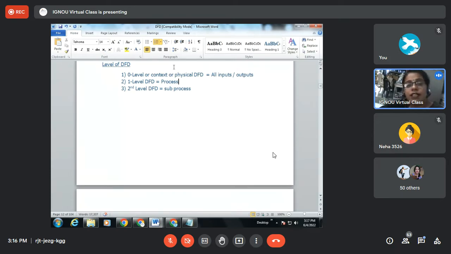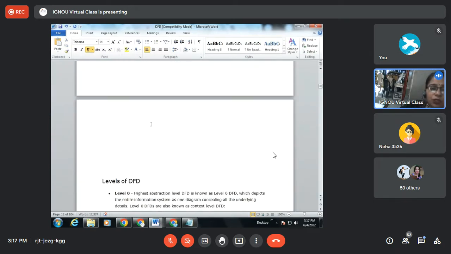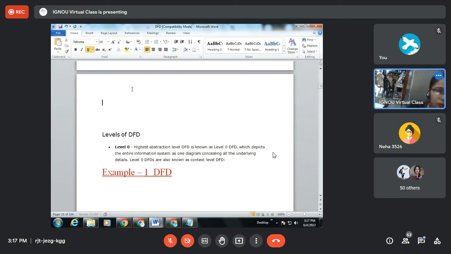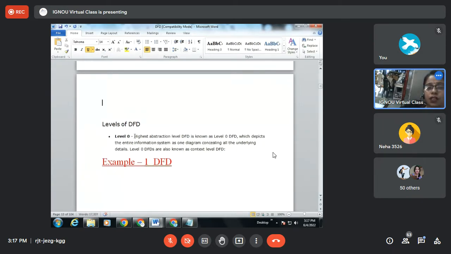Once you have the zero level DFD in front of you, you will get an idea of what is going on behind the scenes. By looking at the different processes under the first level DFD, you will get an idea of the complexity or the processes involved in it. So I hope this small template will help you in the further part that we are going to cover, because we get a complete understanding of what is going on. That is why zero level provides the highest abstraction level in terms of DFD.